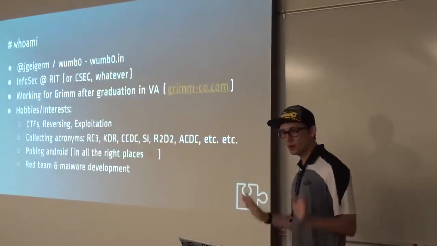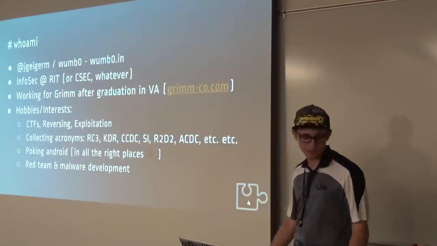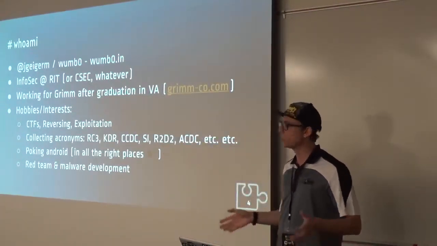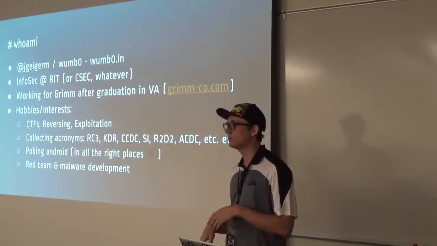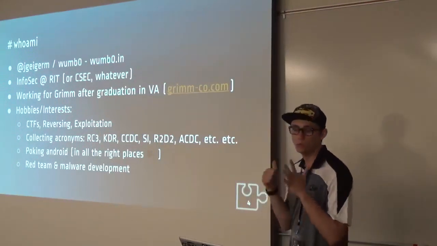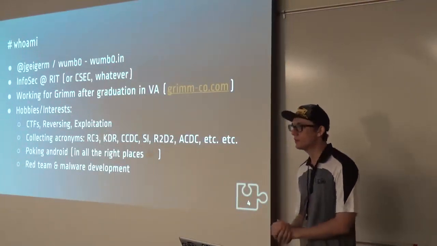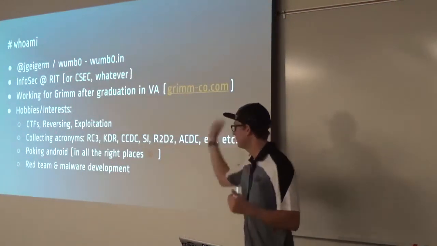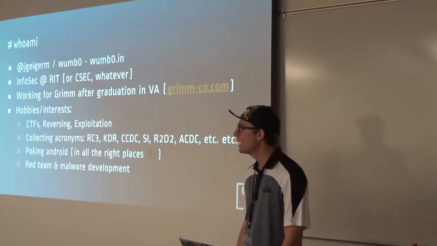So here's the intro. I am Jay Geiger, Wumbo.in. I like SpongeBob. I'm 22, it's fine. InfoSec at RIT, it's my last year, I'm graduating. I'm going to a company called Grim after graduation, grimco.com, very small, 15 people now, a really cool place to work. My hobbies and interests: CTFs, reversing, exploitation, all that stuff, poking Android, collecting acronyms. What is it with this field and acronyms? These acronyms are crazy. Red team malware development is some of my other work, but I like Android, so I'm working on that.